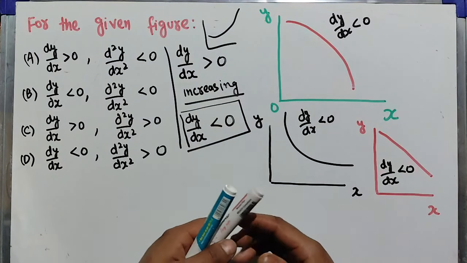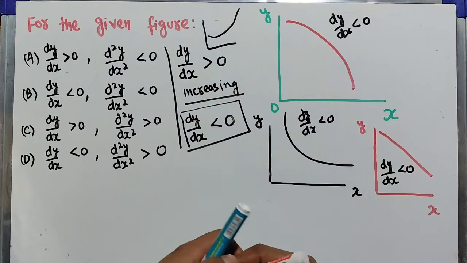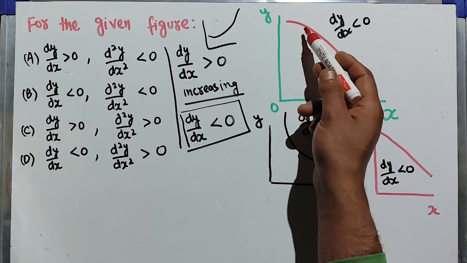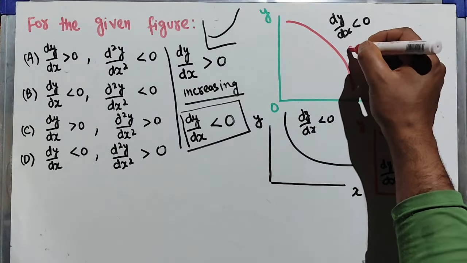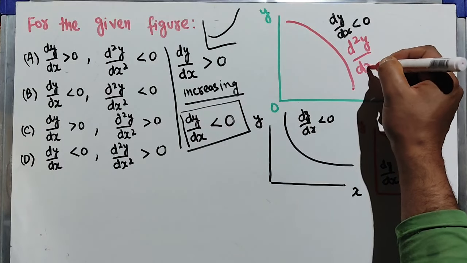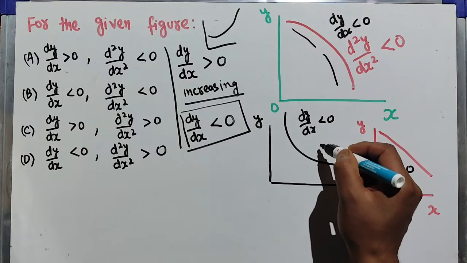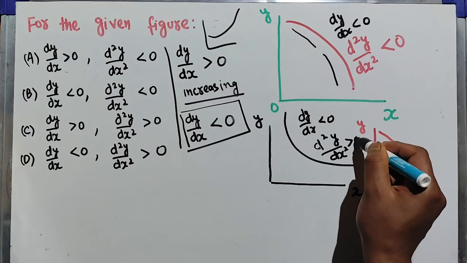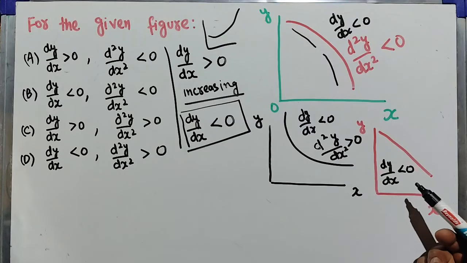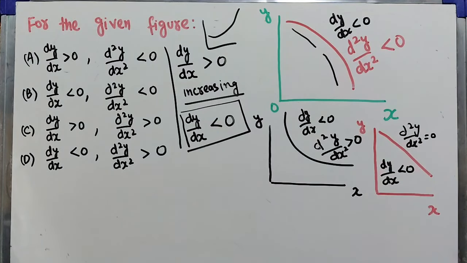That is, we need to find out whether the given function is concave up or concave down. Here you can see the slope is decreasing, but it is decreasing at a decreasing rate. That is, we have d square y upon dx square, which should be less than zero. And similarly for this curve, the slope is decreasing at an increasing rate. That means the second derivative is greater than zero. And for this function, the second derivative is equal to zero. So we have this straight line.